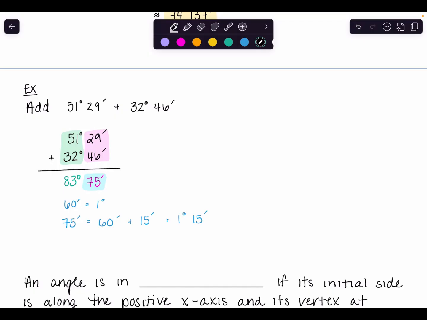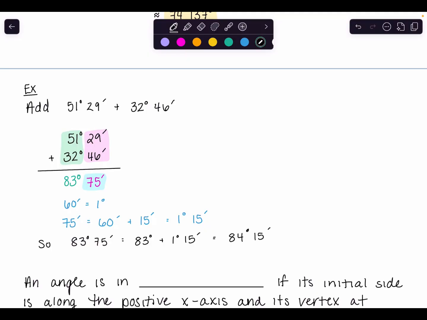So really what happens is my 83 gets bumped up a degree. So 83 degrees, 75 minutes is really going to be 83 degrees plus 1 degree, 15 minutes. Okay. So adding those together, it bumps that degree up to 84, and then we're left with 15 minutes, okay?